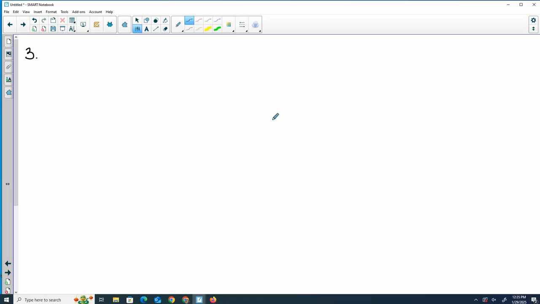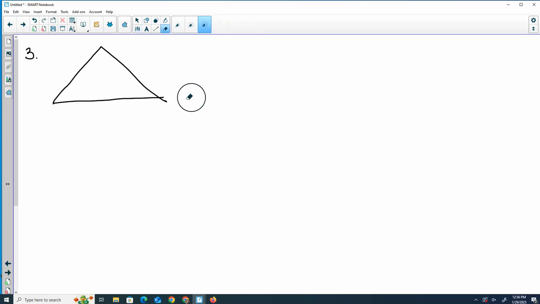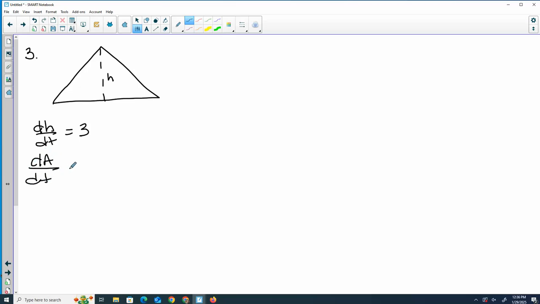Okay, so on 3, we have the altitude of a triangle increasing 3 centimeters per minute, while the area is increasing at a rate of 4 square centimeters per minute. We need some variables here. You're welcome to draw a triangle. It doesn't say it has to be a right triangle. The altitude is the height, so I'm going to call that h. So dh/dt is positive 3. The area is capital A, so dA/dt is increasing 4.